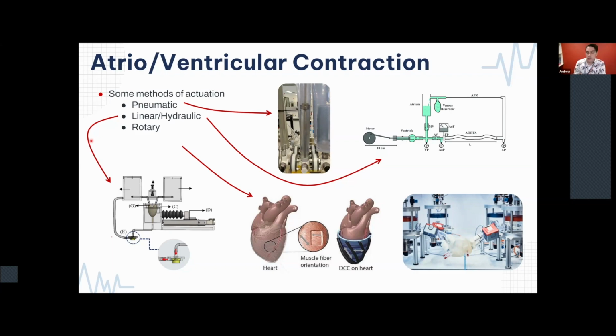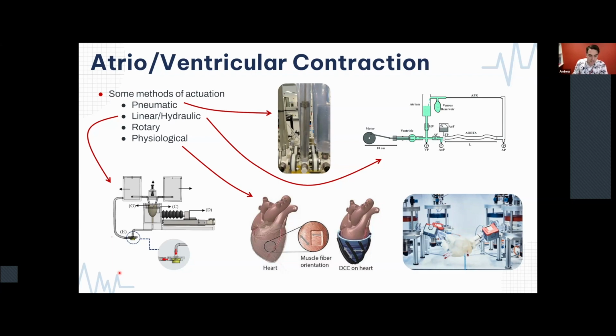You can use linear or hydraulic systems. So you can see on the bottom left, there's a silicon heart inside a clear box. And then there's a linear stage that's actually pushing and pulling fluid into that clear box, which is then contracting the ventricle, allowing it to fill and empty. Here's a rotary system on the top right. It's literally a motor connected to a camshaft style system where a piston just pumps in and out, and then a diaphragm transfers the pressure from the piston into the ventricle.